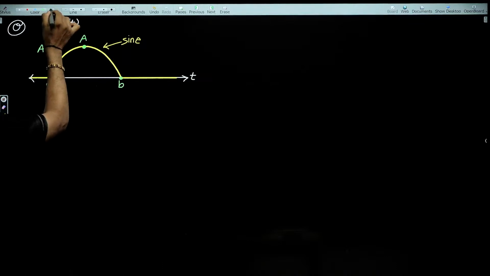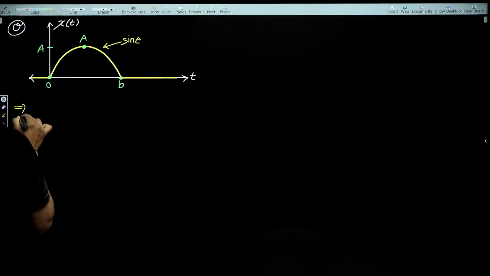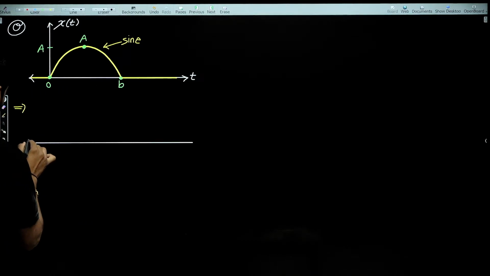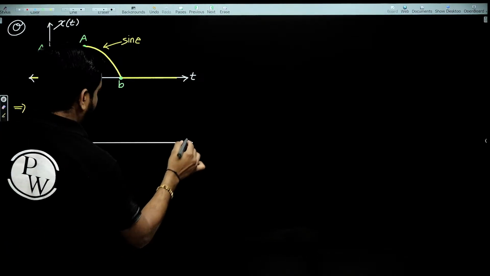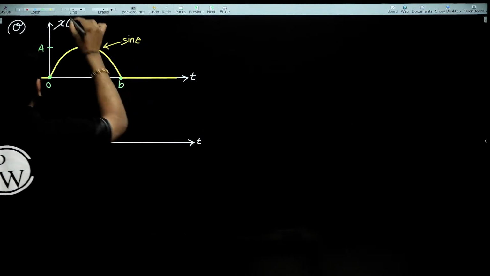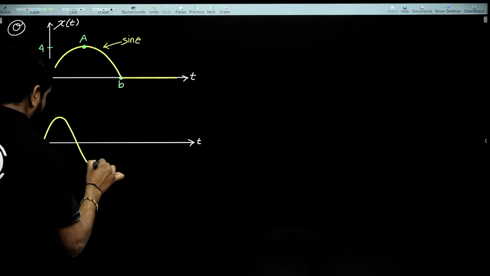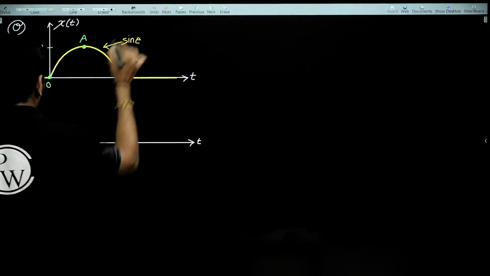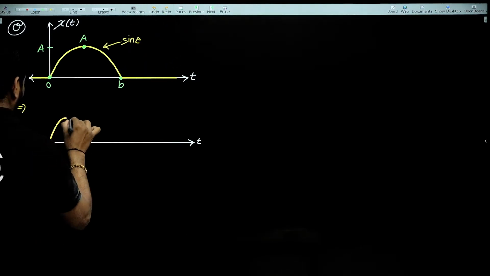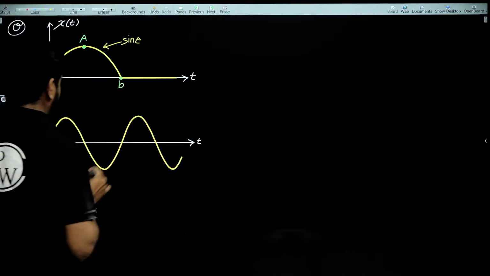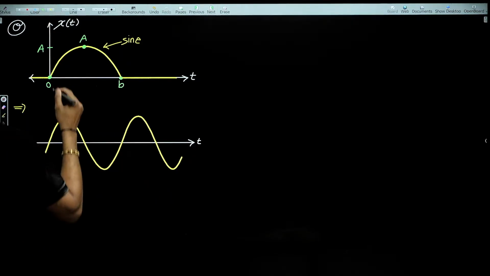So first I am writing the complete sinusoidal waveform. If it is the complete sinusoidal waveform, that means like this, okay, complete sinusoidal waveform.